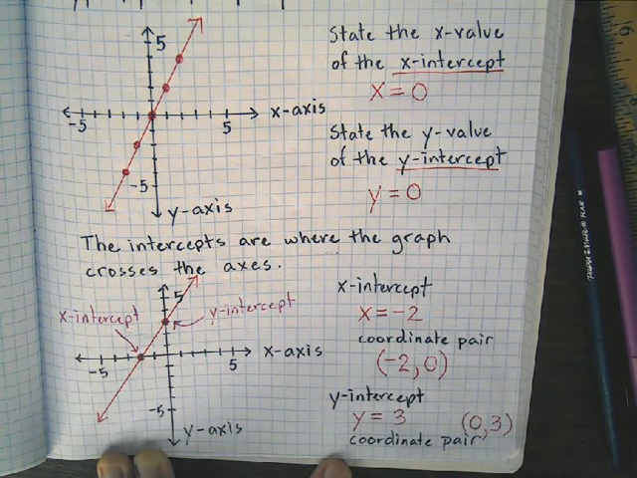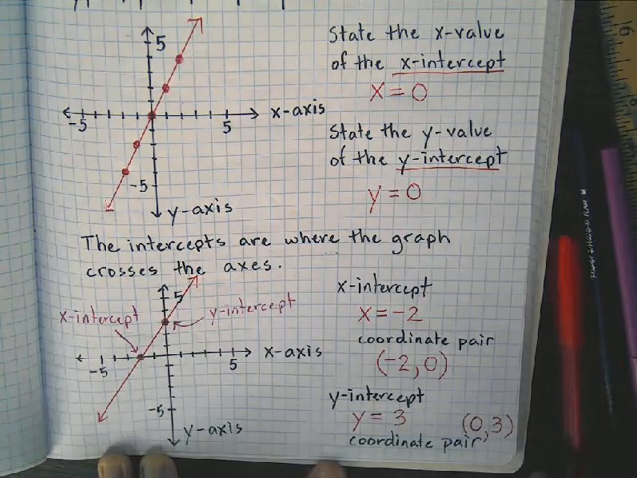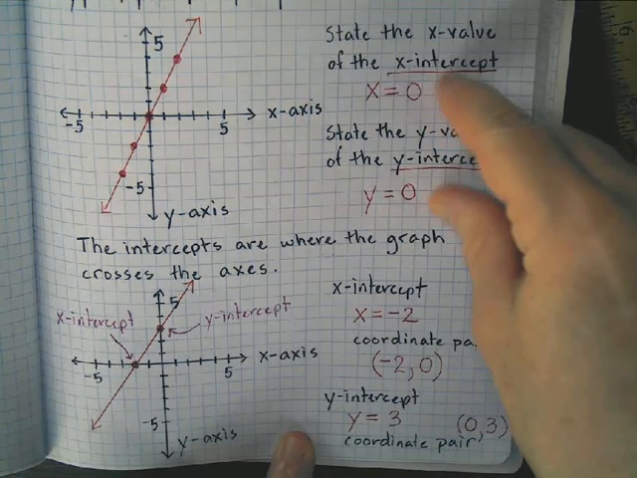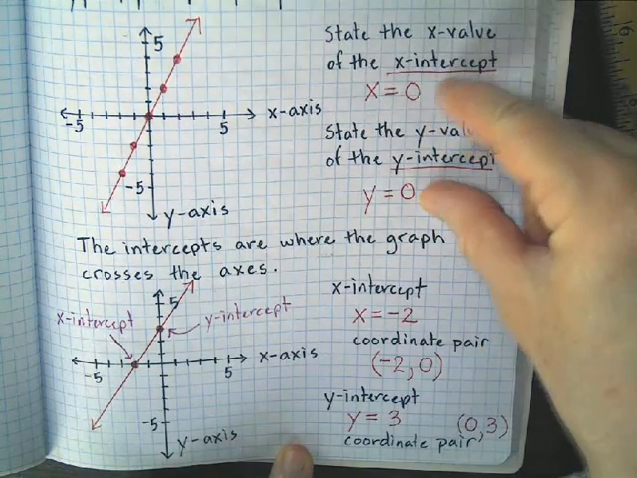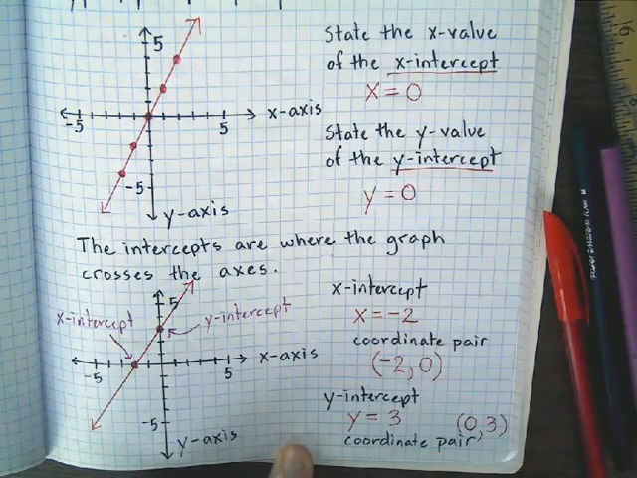Okay, let's do one more. But this is what you're doing in math space. You're just going to write it like this. X equals, y equals, x equals, y equals. Let's write one more just to make sure we've got it. Here's another example.